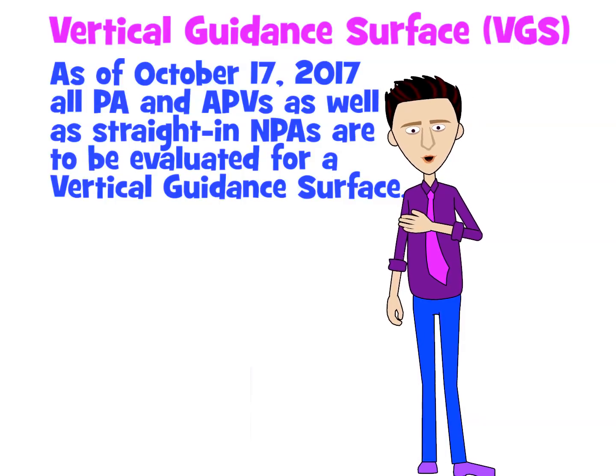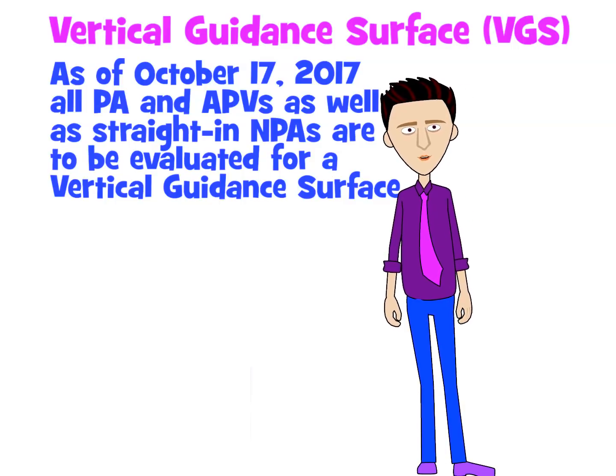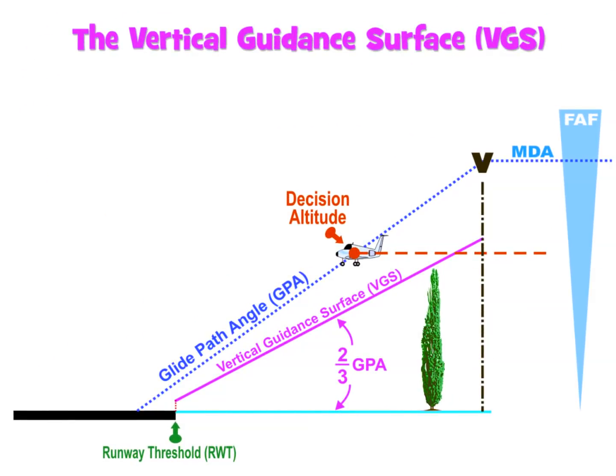Here's how this surface works. When completed, there should be no obstacles penetrating a slope that's equal to 2/3 of the published glide path angle. Essentially, the vertical guidance surface is an obstacle clearance slope angled upward from the runway threshold at an angle 2/3 of the published glide path angle, the GPA, and begins at the threshold crossing height for all TCHs between 40 and 50 feet, and the starting point will be adjusted slightly outward away from the threshold for TCHs of different heights.